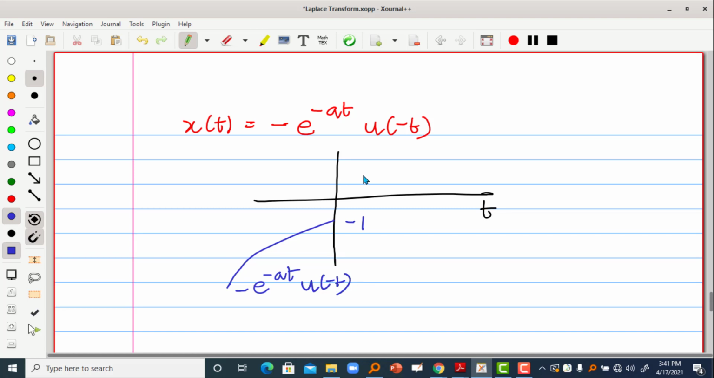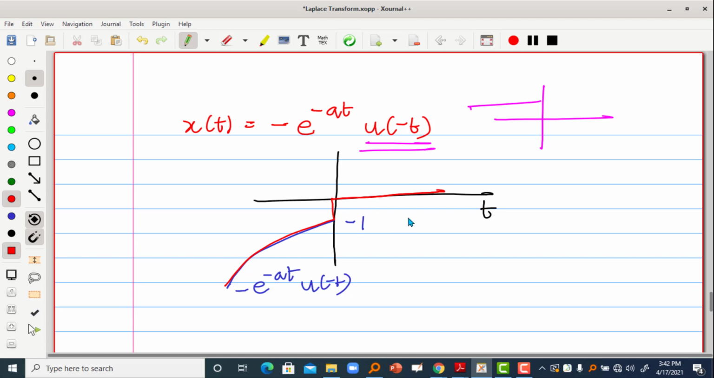Note that since there is u of minus t, this is a reflected unit step signal, which exists only for time t less than 0. Since we are multiplying our signal minus e power minus at by u of minus t, the signal exists only up to this point, and then it becomes 0. So this is our input signal x of t.